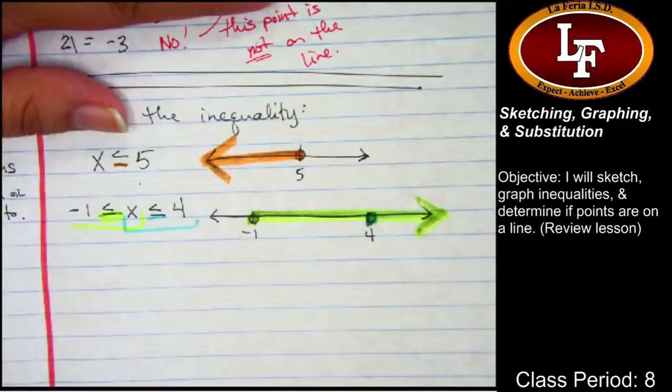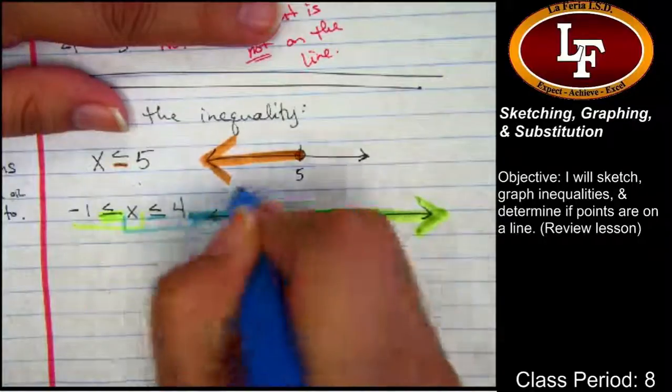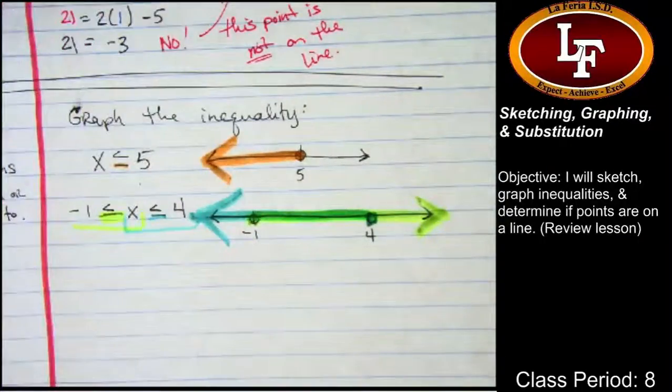Now do I color to the left or to the right? To the left, because the x is on the left with the less than. Now do you see the area where the yellow and blue made green? That is the area that is the correct shading for this graph.